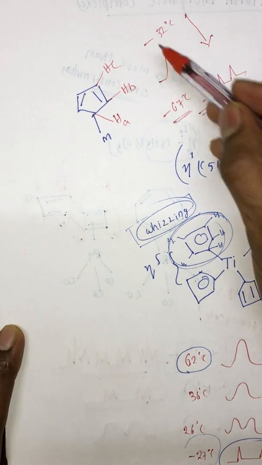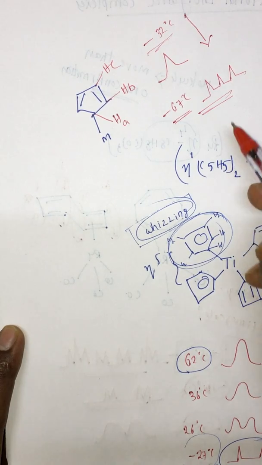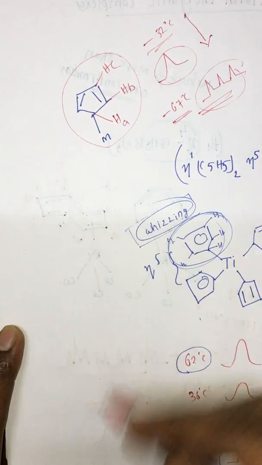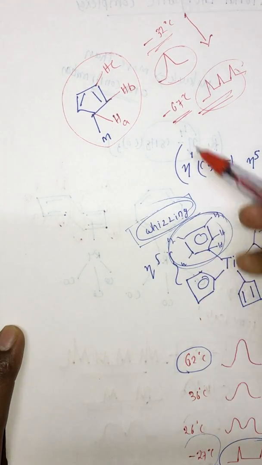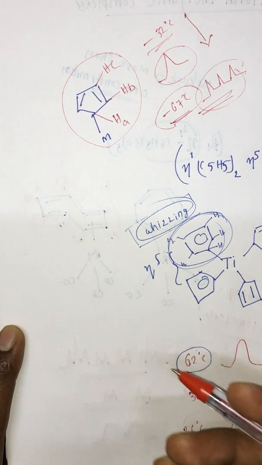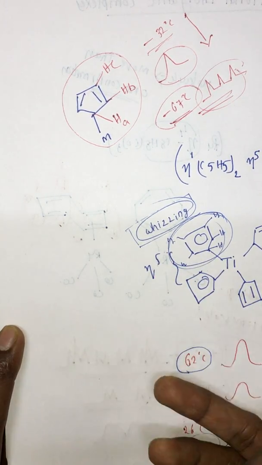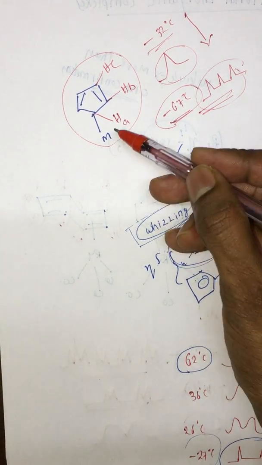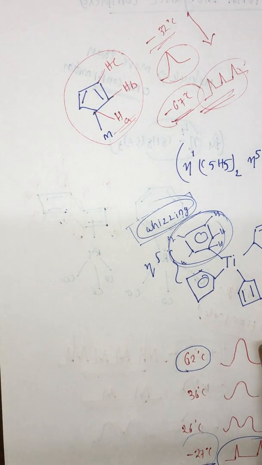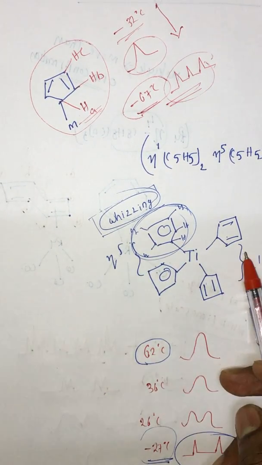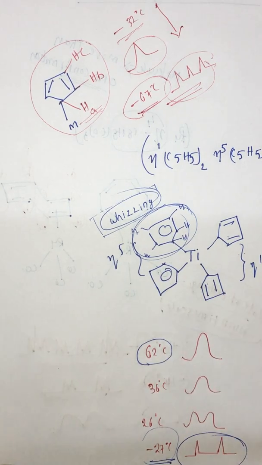Okay, so at minus 32 degrees centigrade, we will not get a three-line signal. We are getting an average signal. There is only one signal because of the wedging phenomena. But at minus 67 degrees centigrade, we got the three peaks, because here the wedging is slower, or we can also explain this by the rate of exchange. I think for cyclopentadienyl, we have to focus on wedging only, not rate of exchange. And here too we can explain by the rate of exchange, because N5 is changing to N1 as well as N1 is changing to N5.